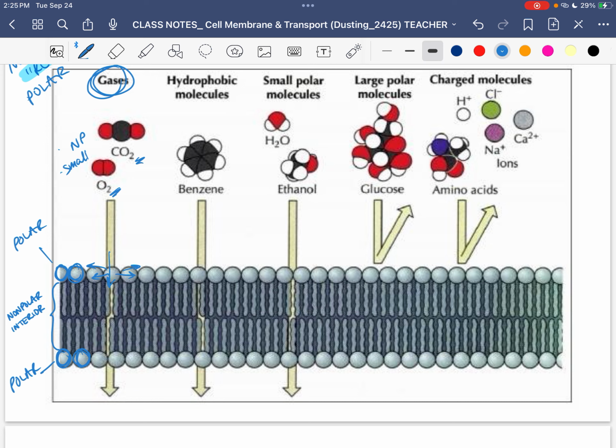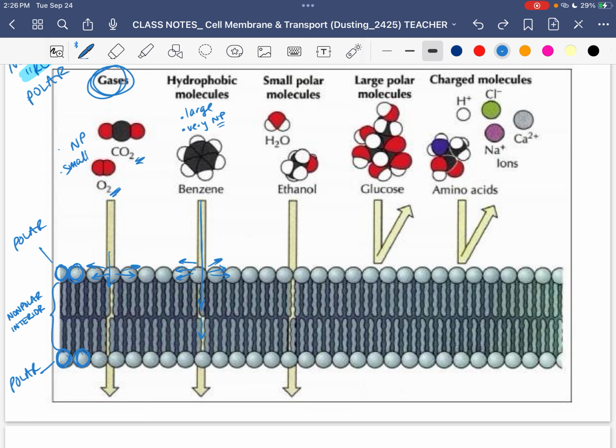Benzene, this is an example of a very non-polar molecule. It's large, but it's very non-polar. And so again, it's going to repel these phospholipids, the phosphate heads, away. And for that reason, as it pushes those phosphate heads away, it's able to move through that hydrophobic interior. Because it's non-polar. The inside of the cell membrane is also non-polar, so it's able to go through.